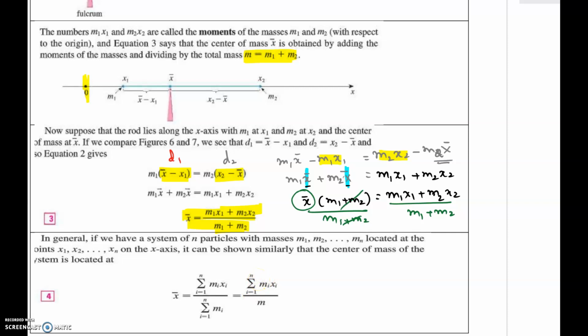If I expand this, the numerator is going to be m1 x1 plus m2 x2 and so on up to mn xn, divided by the denominator, the total mass, which will be m1 plus m2 and so on up to mn. So in a concise way, we write this as sigma mi xi over sigma mi, where sigma mi, the sum of the masses, is going to be the total mass m.